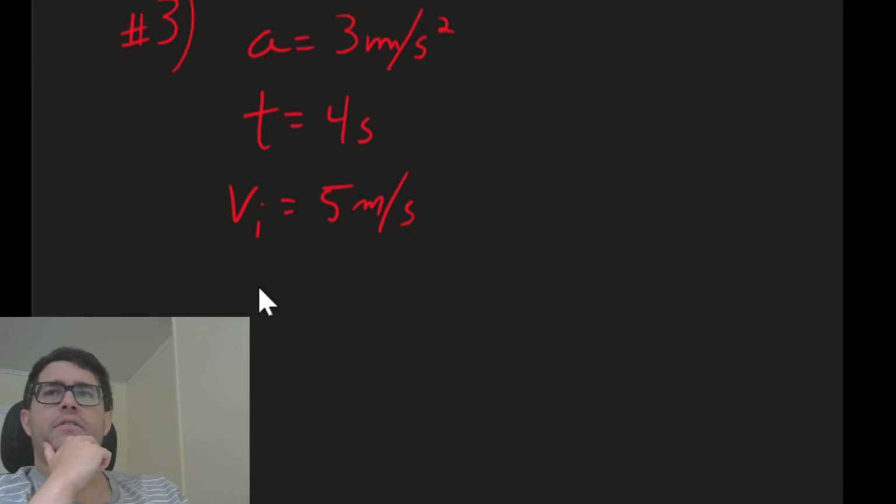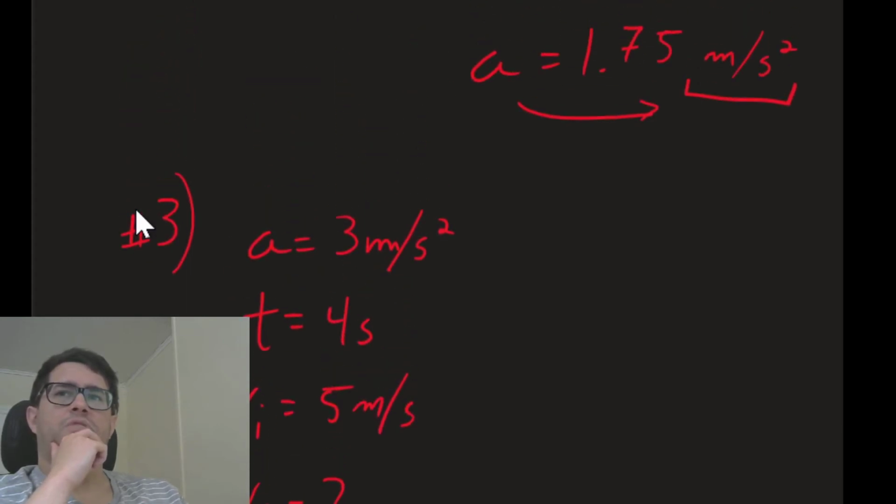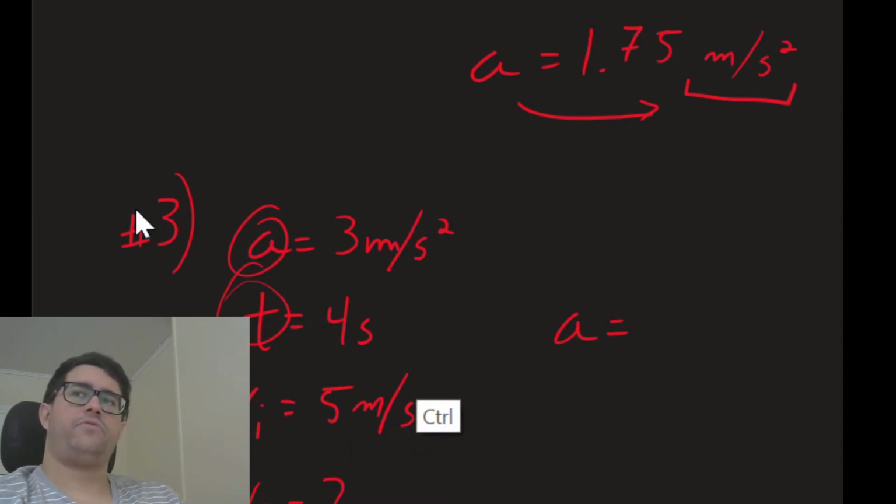So we're asking, VF will be equal to what? Right. So let's take again our formula. So the formula that includes A, T, VI, and VF, is A equals VF minus VI over time.